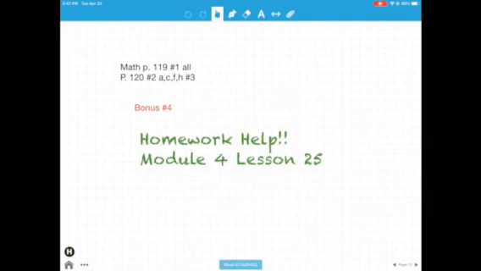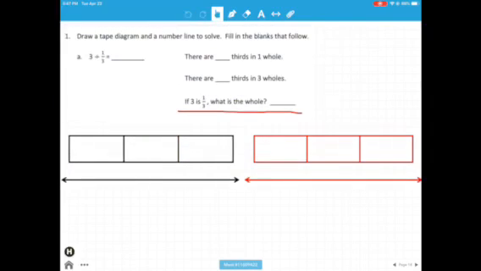All right, this is homework help for Module 4, Lesson 25. Here's the homework. I know I went pretty quick today. The concept is fairly straightforward. Hopefully you understand it. Here we go.